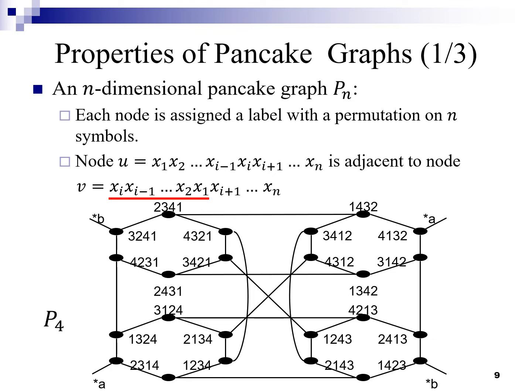Next, each node, say u equals s1, s2 to s_{i-1}, s_i, s_{i+1} to s_n, is adjacent to the node v equals s_i, s_{i-1} to s2, s1, s_{i+1} to s_n. The first i bits are the reversal of the first i bits of the original node u.